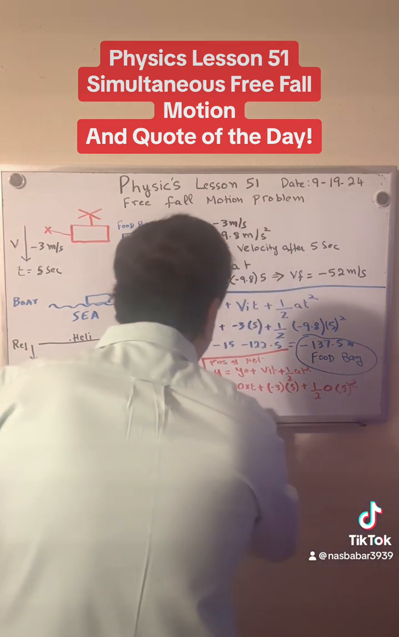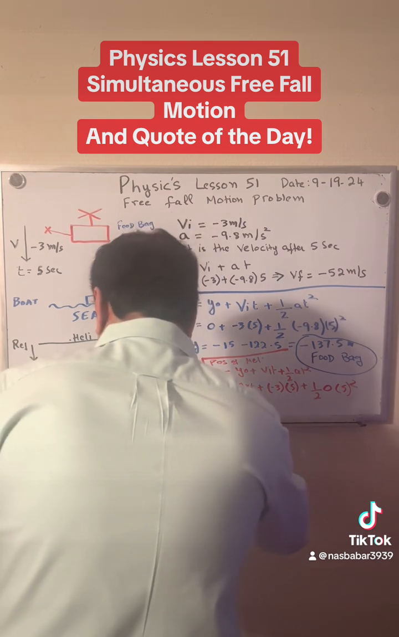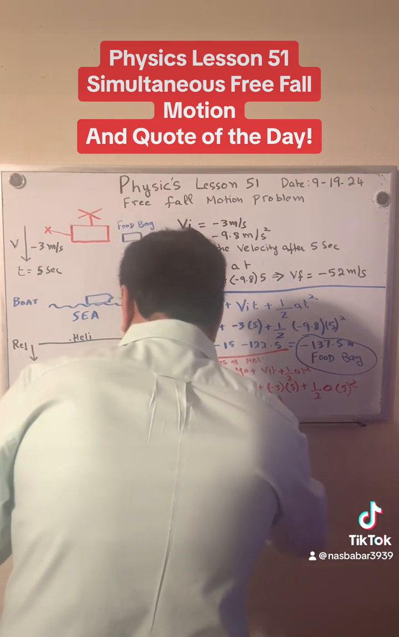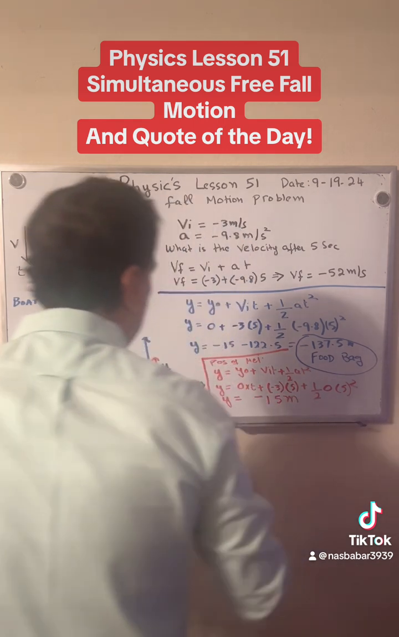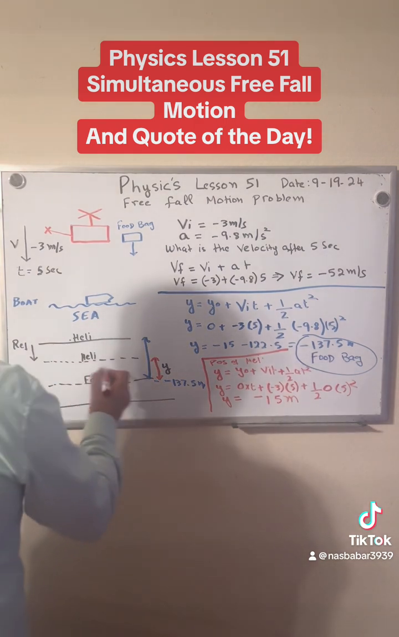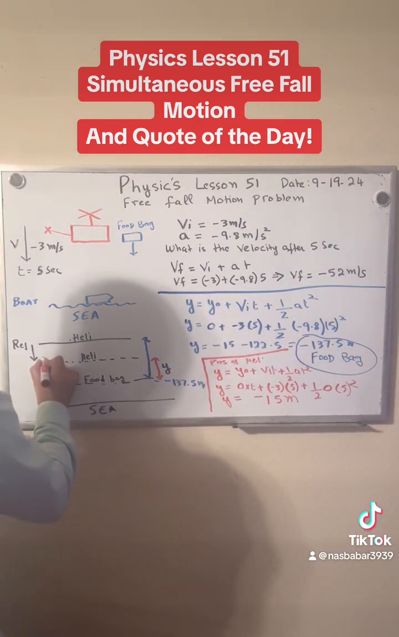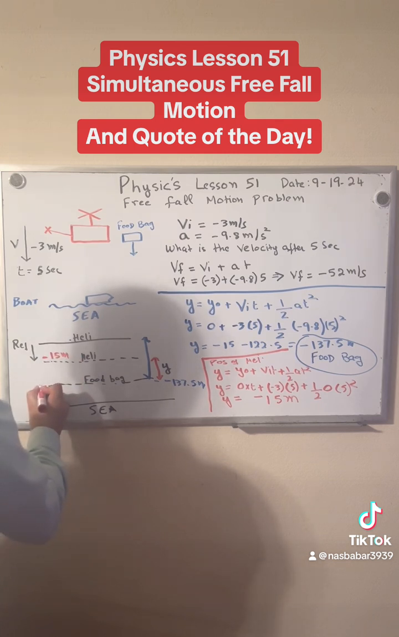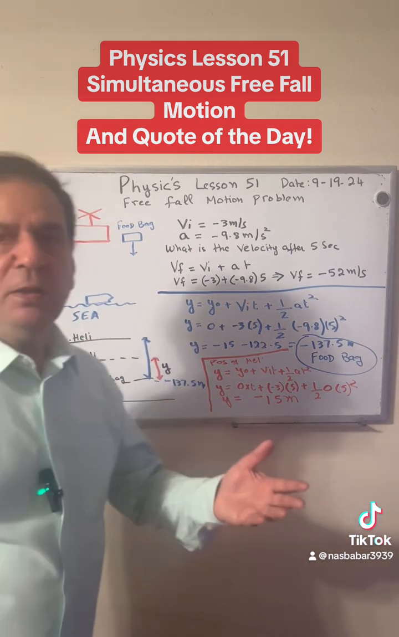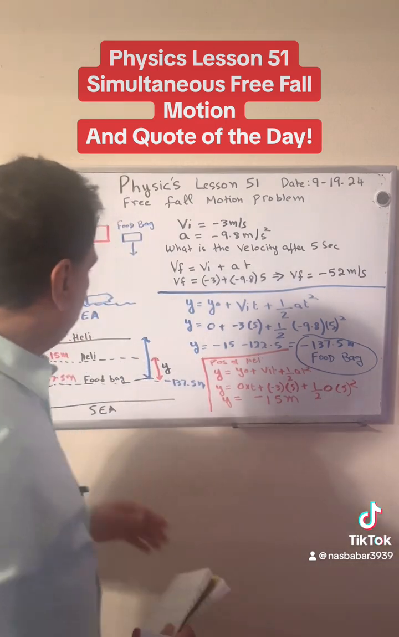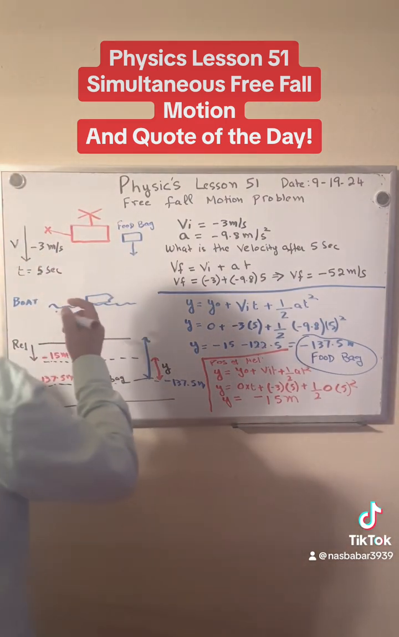Okay. And when you solve this, you get -15 meters. So here you go, my friends. This position right here is -15 meters, and where the food bag is, -137.5 meters. Now the question they have asked is how far heli and food bag are apart after 5 seconds, after the drop off has taken place. So that's pretty simple now.